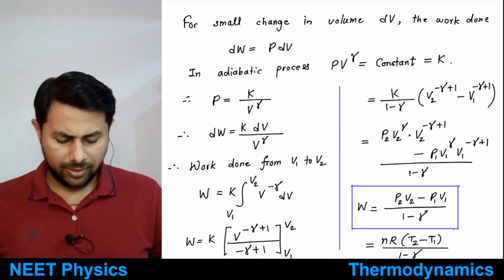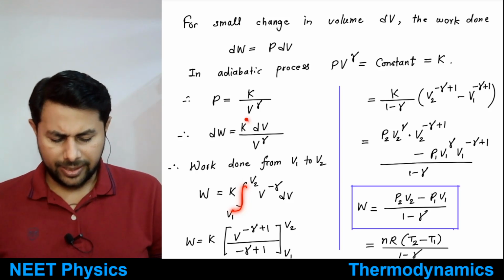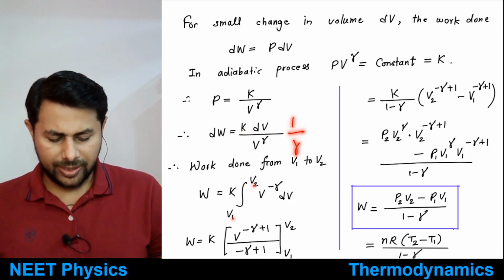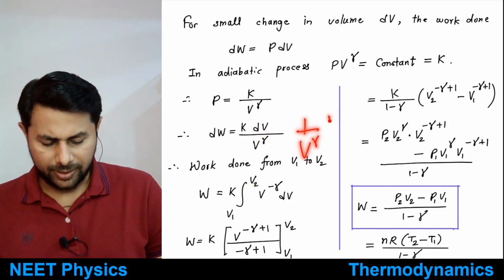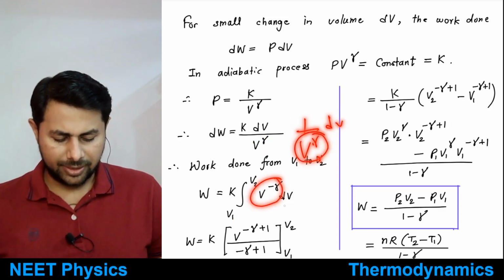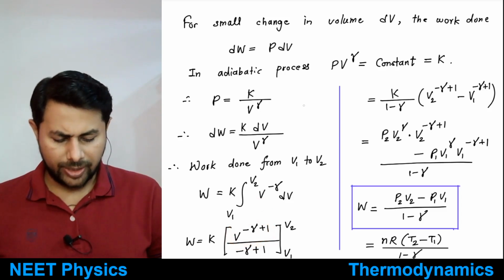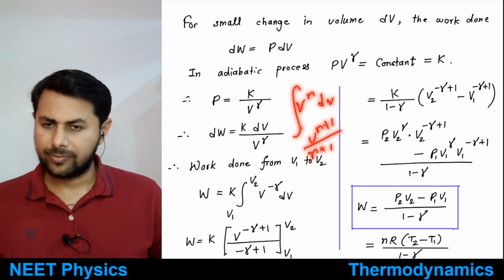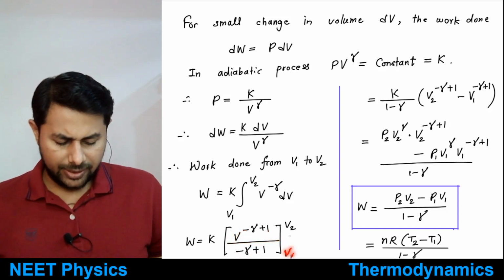Then what would be the work done in changing the volume from V1 to V2? Just integrate that. K is a constant, you can move it outside, so integration from V1 to V2 of 1 upon V raised to gamma dV. That 1 upon V raised to gamma is written as V raised to minus gamma, so it is V raised to minus gamma dV. Using our regular formula, the integration of V raised to n dV is V raised to n plus 1 divided by n plus 1. You get V raised to minus gamma plus 1 divided by minus gamma plus 1. That integration goes from V1 to V2.